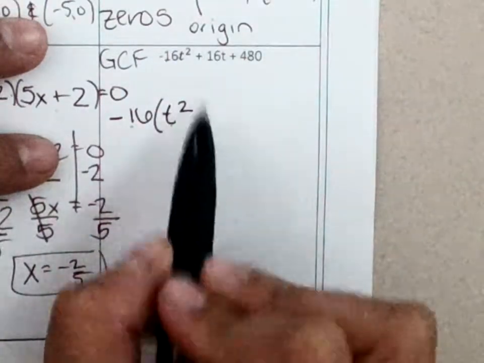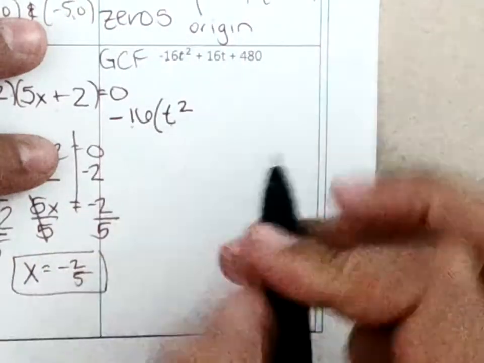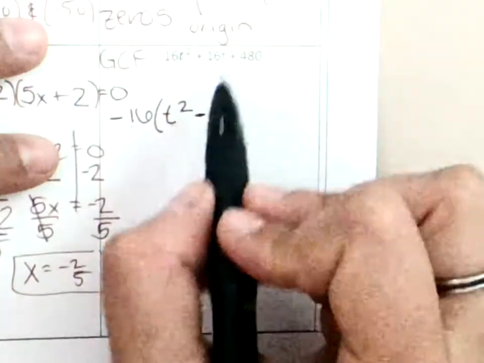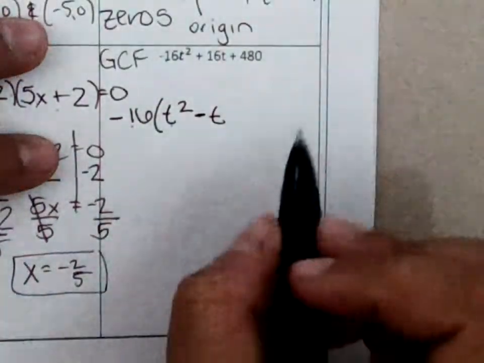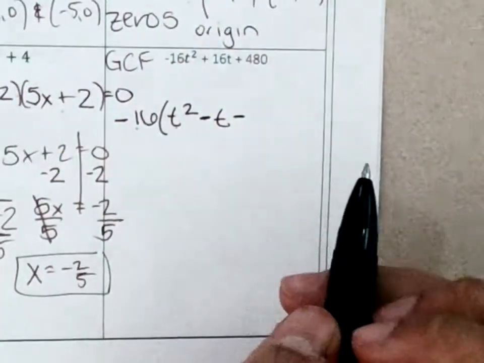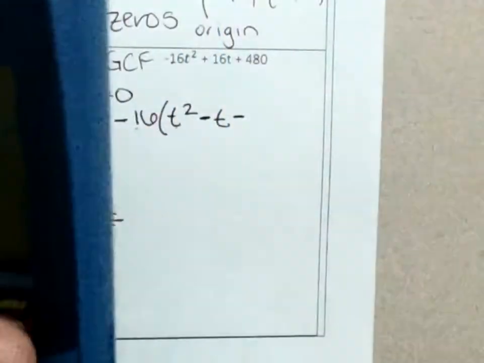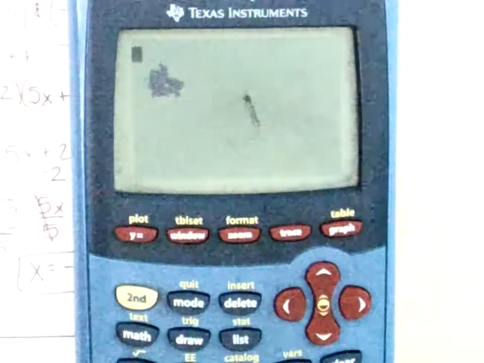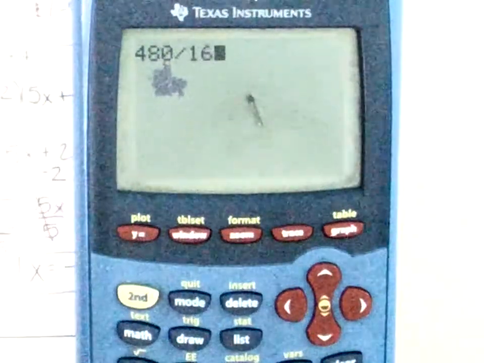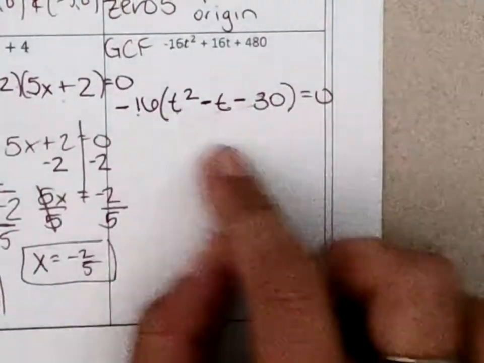Now this is where you need to be careful. We want the result to be positive, so a negative times a negative is going to give us that positive. And again, a negative times a negative is going to give us this positive. And I'm going to use my calculator to figure out what 480 divided by 16 is. And that gives me 30. So now we are going to factor this.